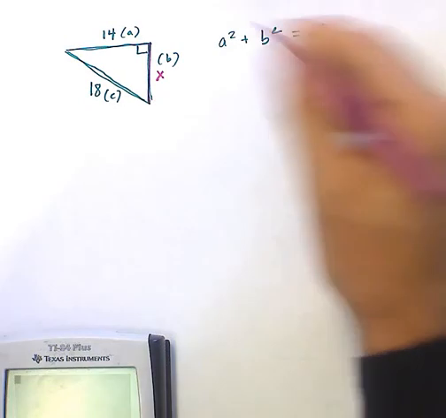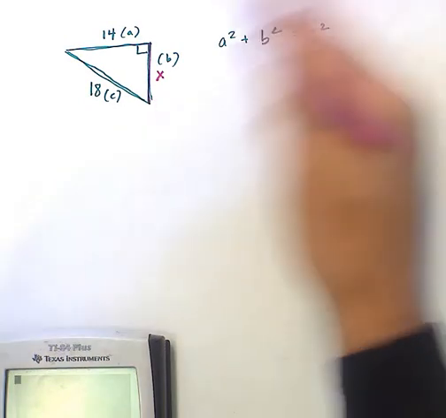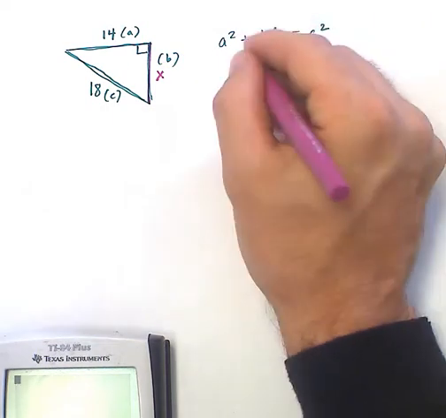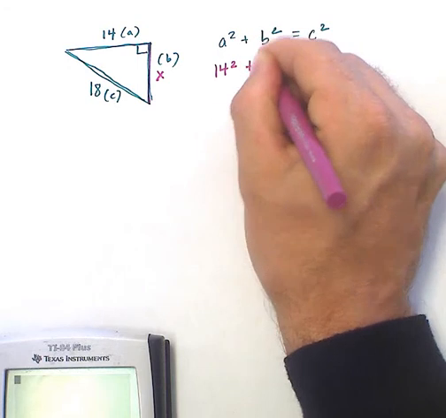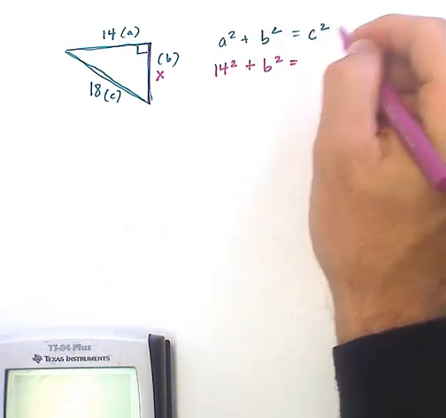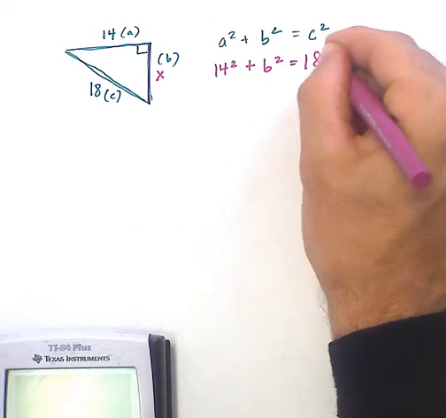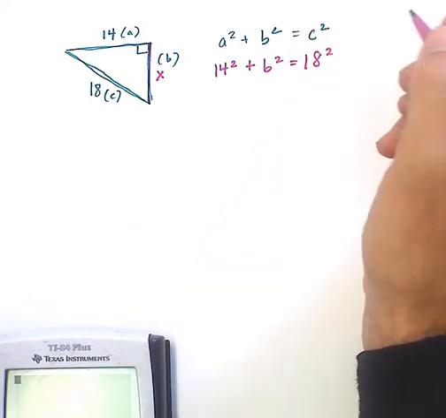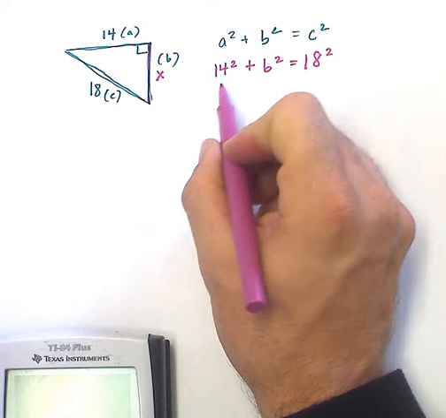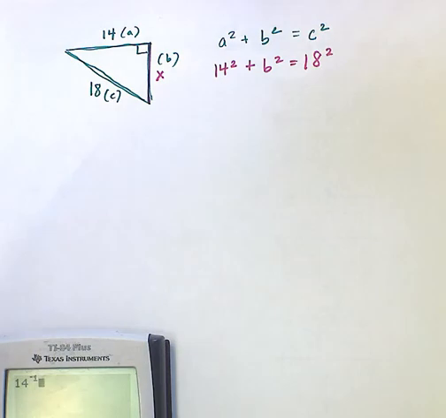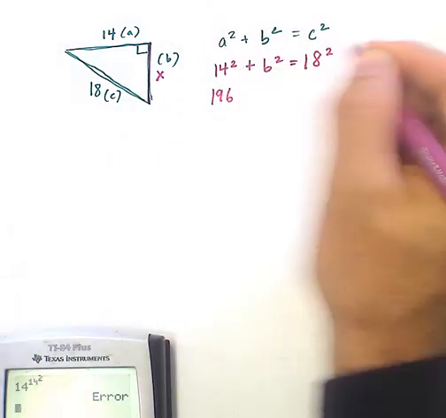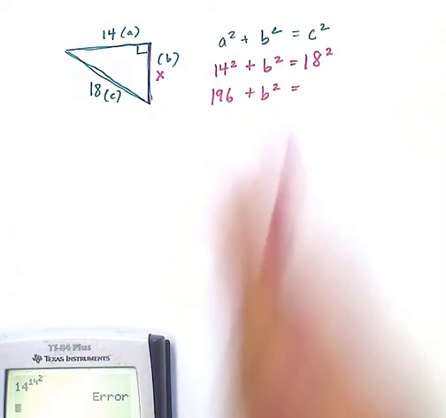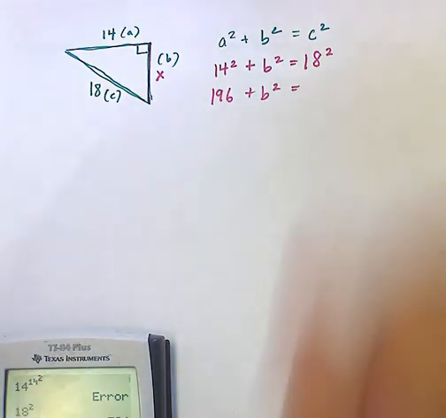Okay? If we were solving for the hypotenuse, we would be adding, but in this case, we're subtracting. So I just want to fill out my Pythagorean theorem formula so I can see which pieces are missing. Now, if you look at this, I have 14 squared, which gives me 196, and I have 18 squared, which gives me 324.